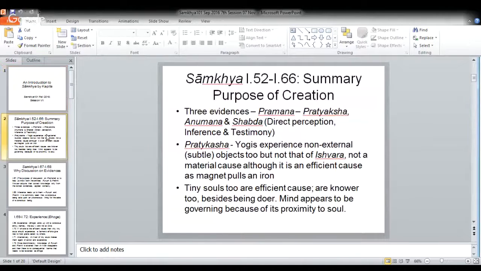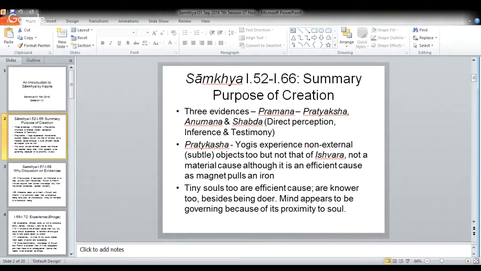Let us have a quick review of what we discussed last time when we covered statements 52nd to 66th in the first chapter. Basically, we were talking about the purpose of creation. And to get to know the creation well, we studied three evidences of Kapil, what is called Praman, namely Pratyaksh, which is direct perception, Anuman, inference, and Shabd, the testimony of somebody who has the correct knowledge.